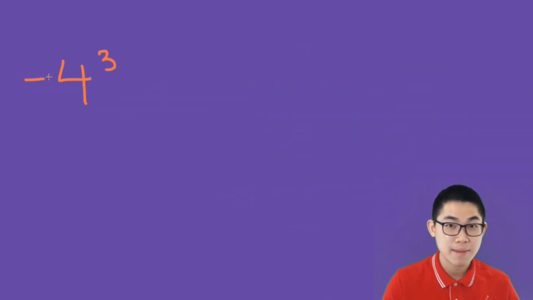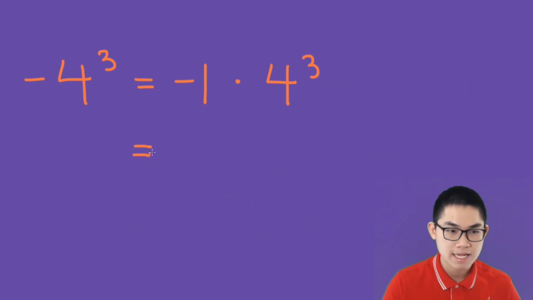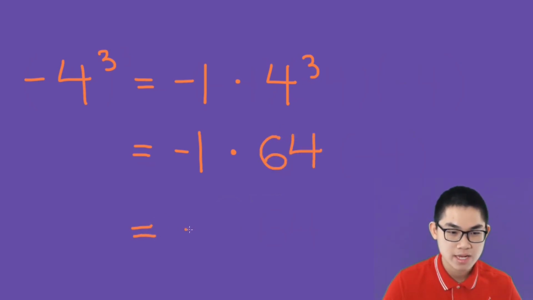Now let's bring the minus sign outside. So we have negative 4 to the power of 3 without the brackets. This is equal to negative 1 times 4 to the power of 3. That's equal to negative 1 times 64, since 4 to the power of 3 is 64. So this will give you negative 64.